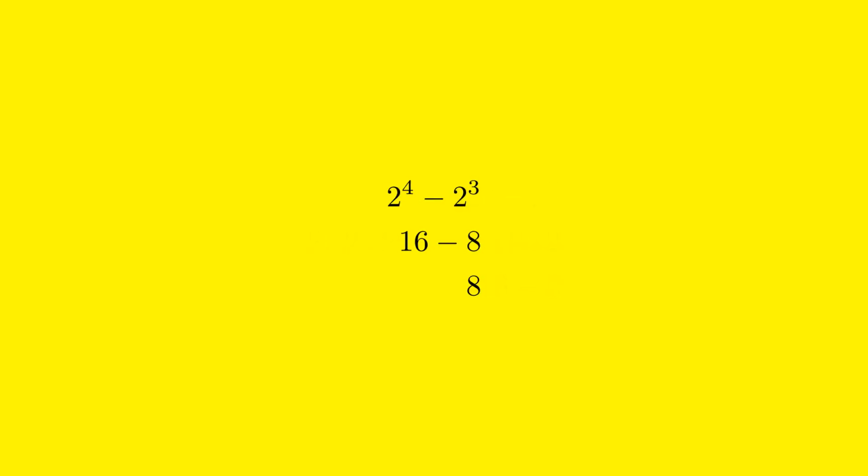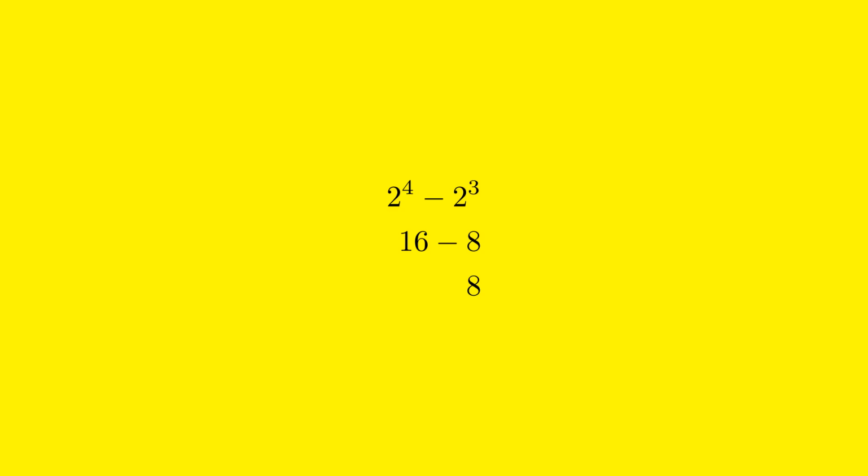Step 2. Now that we have calculated the individual exponents, we need to proceed with the subtraction. We have simplified the expression to 16 minus 8. Here, 16 is the result of 2 raised to the power of 4, and 8 is the result of 2 raised to the power of 3. When we subtract 8 from 16, we get a simplified answer. 16 minus 8 equals 8.